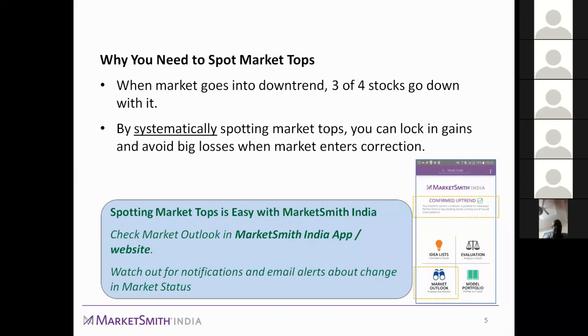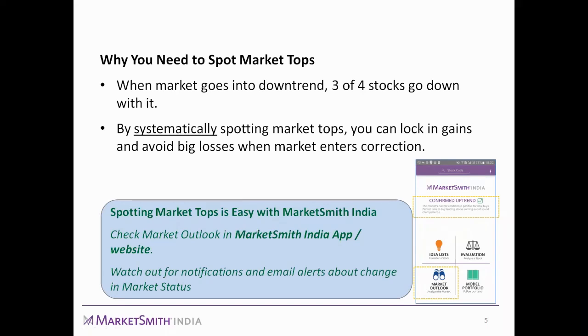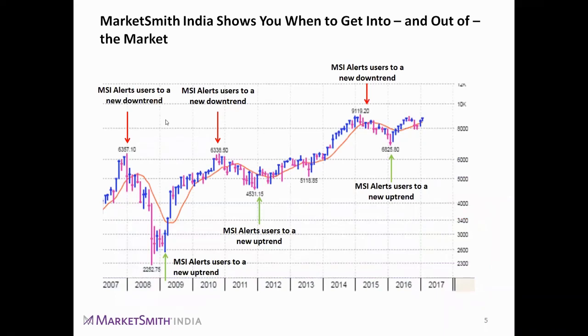And we also send emails and notifications about changes in market status. Like last Friday, you must have received an email from us and also a teaser that we are changing the market status from uptrend under pressure to confirmed uptrend. So this is an example which shows how, if you are a subscriber, a follower of William O'Neill or the MarketSmith India app, you could identify well in advance whether the market is going into uptrend under pressure or correction.